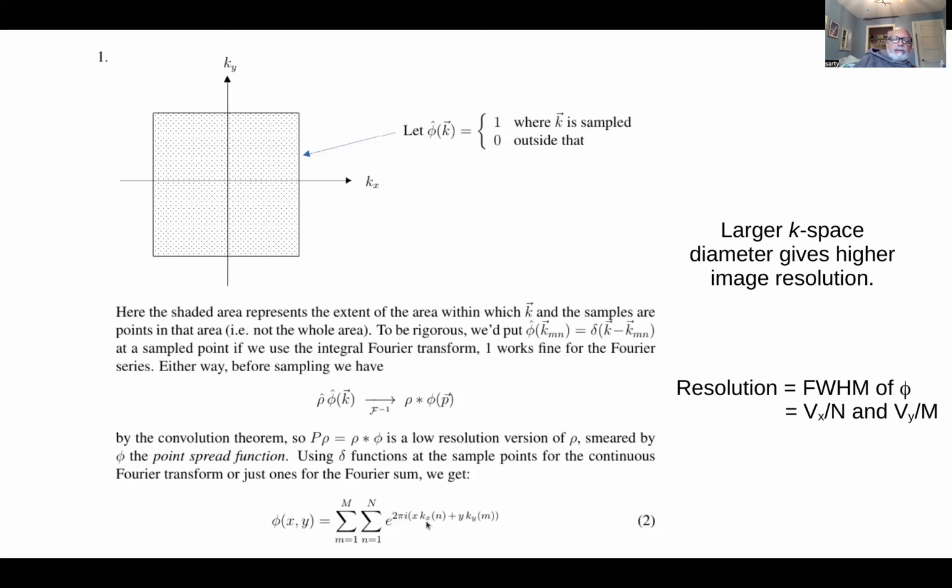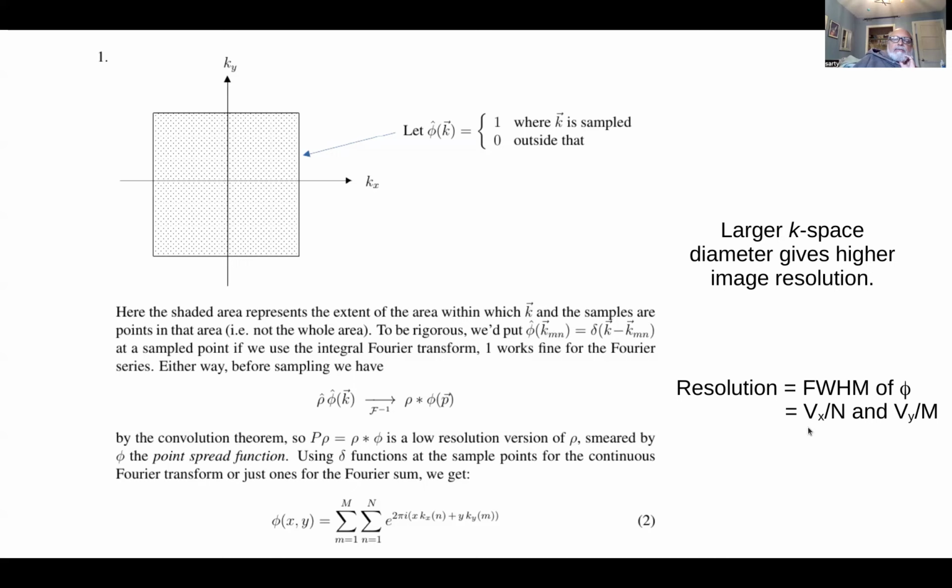So to increase your resolution, you need to go to higher values of kx and ky. You need to get out here. The diameter of this K-space where you collect defines your resolution. So larger K-space diameter gives higher image resolution. That's the take-home message. And the resolution itself is the full width half maximum of that point spread function. So if you imagine that sinc function, sine x over x, plotted, I'm sure you've probably seen that many times. You look at that function and the full width half maximum of that is actually the resolution that you get.